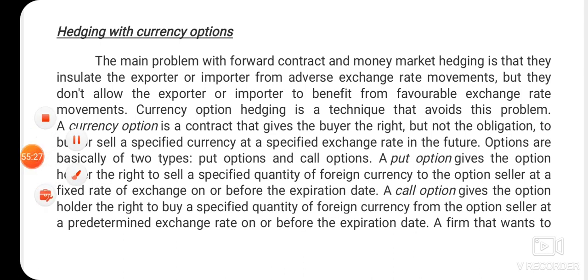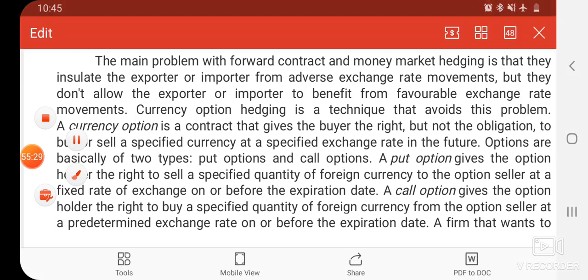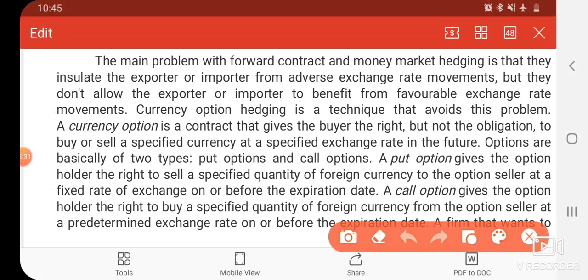Here, the main problem with forward contracts and money market hedging is that they insulate the exporter or importer from adverse exchange rate movements. Yes, but they don't allow the exporter or importer to benefit from favorable exchange rate movements. We have to know why we have chosen this type of technique.